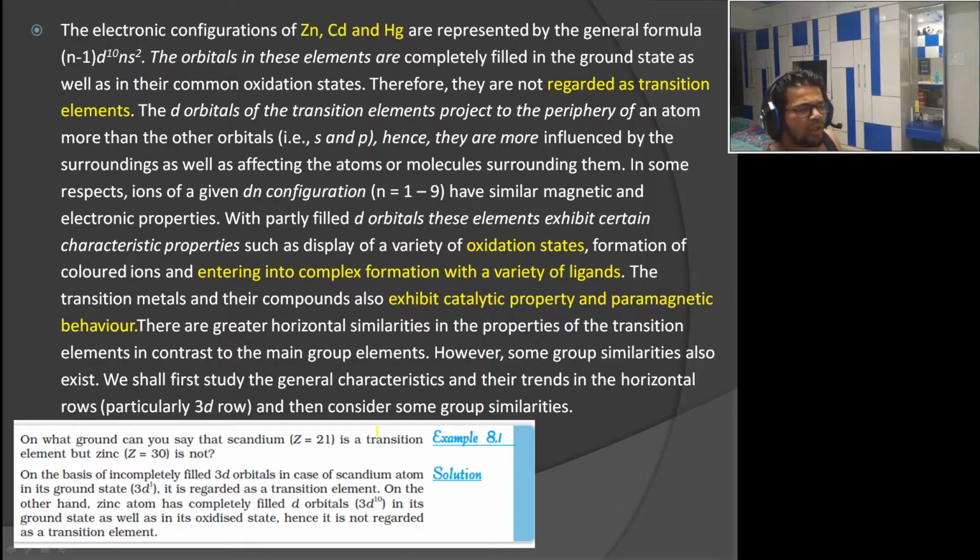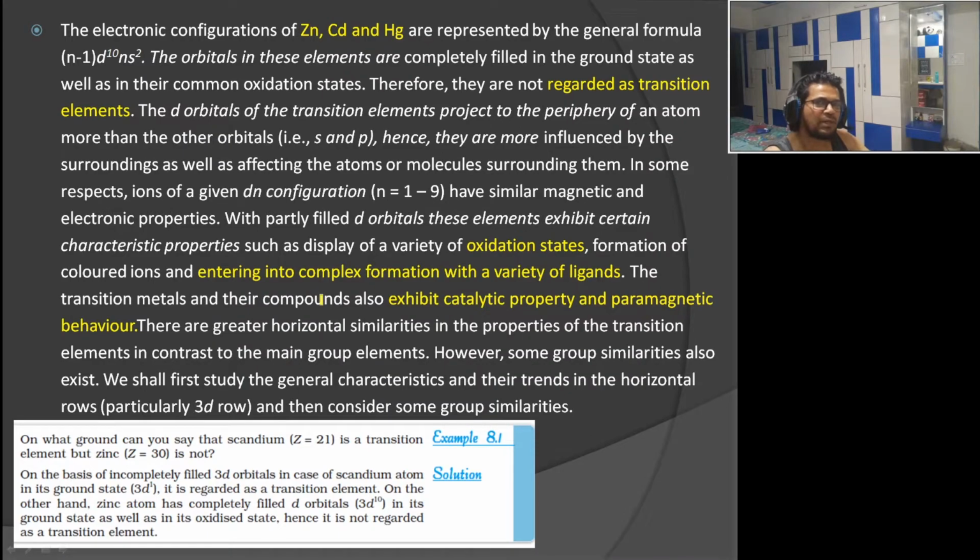Now people, we are going to talk about certain concepts over there. Now these are the elements, that is zinc, copper, cadmium, that we said. Now these are not regarded as transition. This is what I explained. The reason is because in their oxidation states, electrons are in their d orbitals. Now in this lecture, we're going to talk about certain general properties.